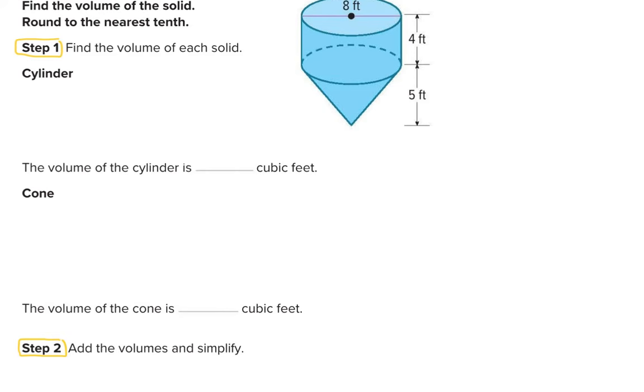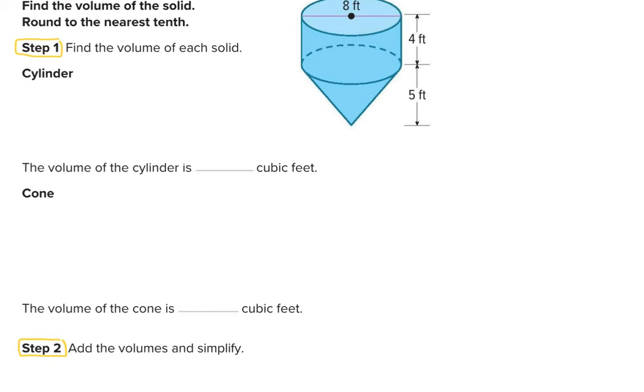Our first example shows us a figure that has what looks to be a cylinder on top of a cone. And we're given our diameter of our cylinder, we're given the height of our cylinder, and we're given the height of our cone. So let's break this down into steps. So our first step is going to be to find the volume of each of our solids.